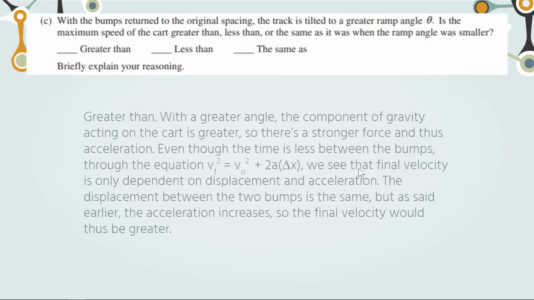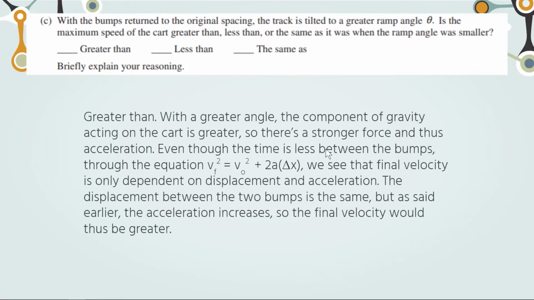So it would be greater than at the end. The greater the angle, the greater the component of gravity acting on the cart. So there's a stronger force and thus acceleration, even though the time is less between the bumps.